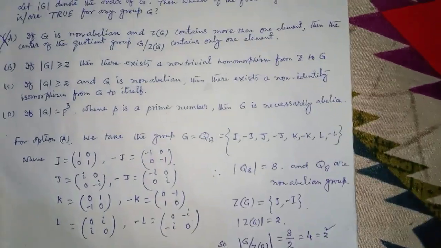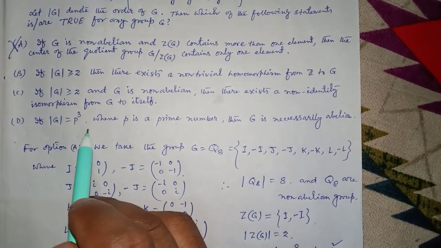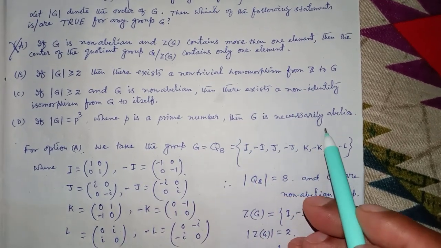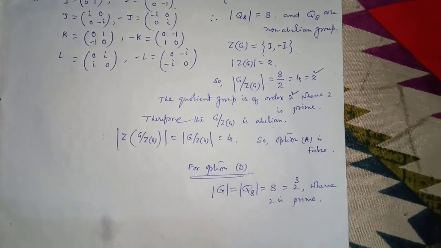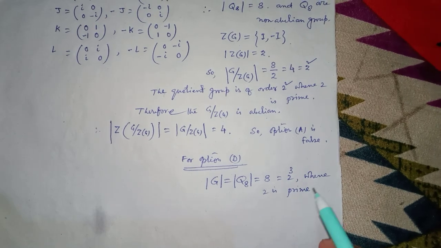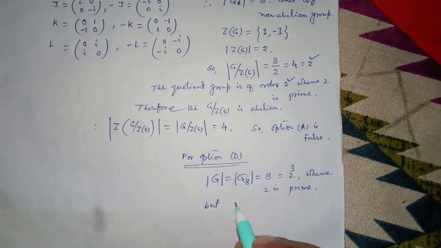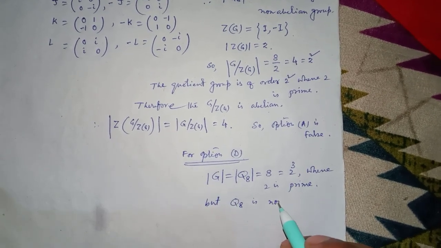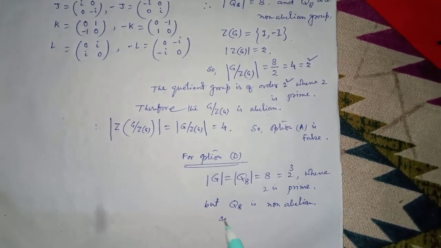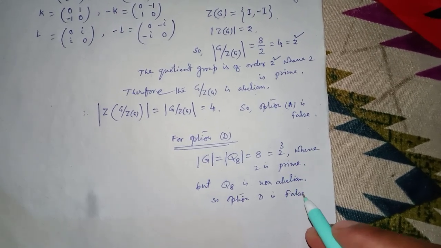Option D says if the order of G is p cube, where p is a prime number, then G is necessarily abelian. But we see that for the group Q8, the order of Q8 is 2 cube, where 2 is prime, but Q8 is non-abelian. So option D is false.